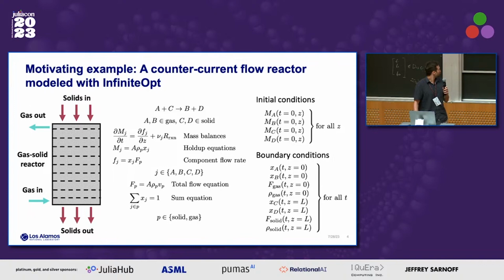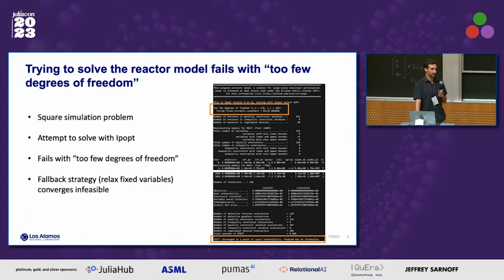So to be a little more specific, an example of a model I've worked with is, let's just say, a countercurrent gas-solid flow reactor where we have a chemical reaction happening. This reactor is modeled as a one-dimensional PDE with one spatial dimension and a time dimension. I threw this together in InfiniteOpt and put in some initial conditions and some boundary conditions. This is just a system of equality constraints in some optimization problem, let's say, but I'll just be looking at the constraints here.